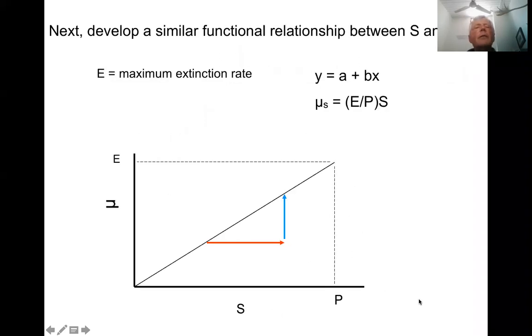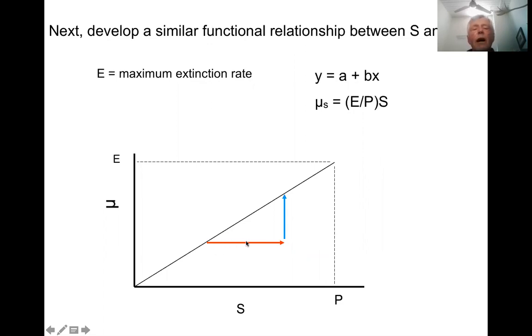You can do exactly the same thing for extinction rates. The logic is entirely the same, all right? Except in this case, we're going to use E as the maximum extinction rate, which is always going to occur when there are the maximum number of species in the system. So where the number of species equals P, the extinction rate is going to be maximum because there are going to be more species there, and it's going to be 0 when there aren't any species there at all. There can't be any extinctions if there aren't any species there.